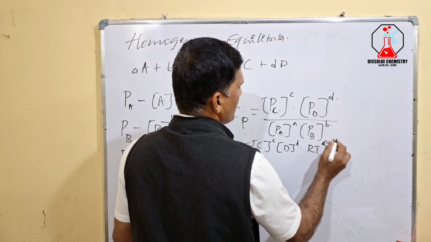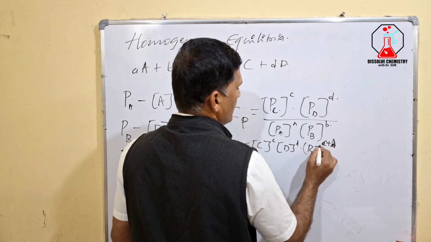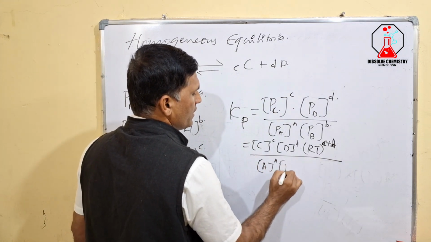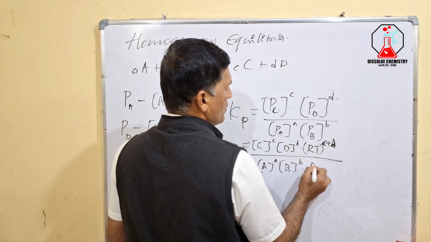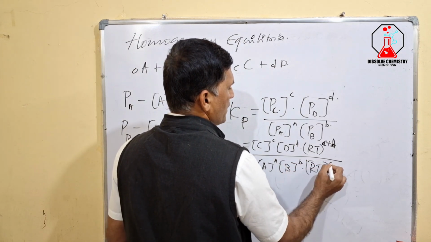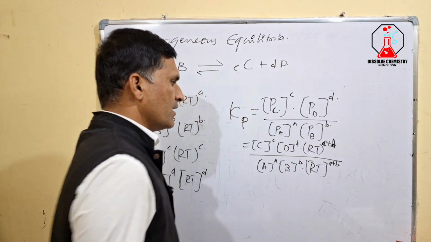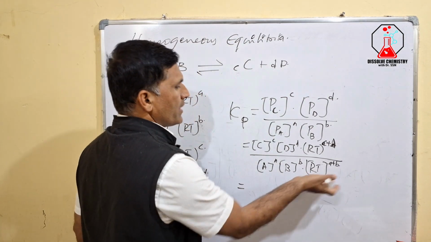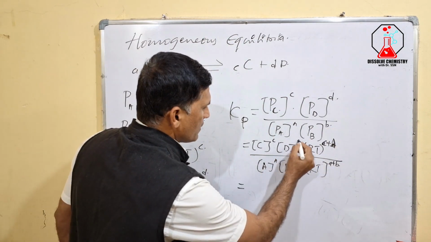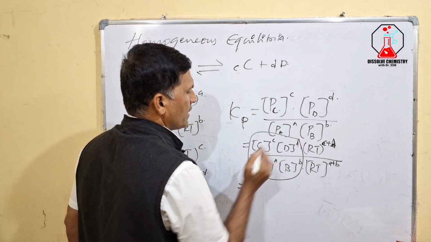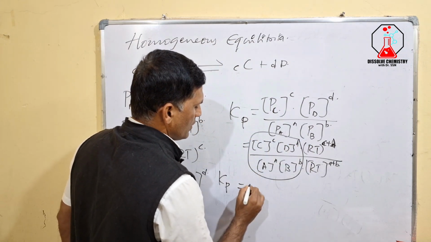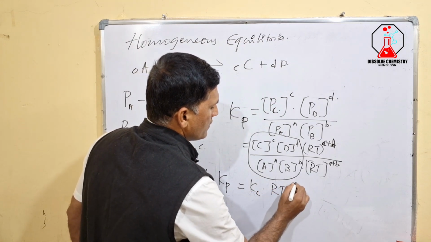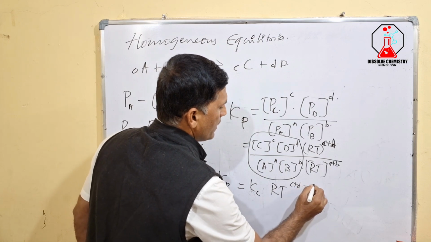Directly I am writing here C plus D divided by A raised to the power A into B raised to the power B into RT raised to the power A plus B. Powers I am adding, okay, same terms are there, therefore we can add the powers. So therefore, if you take it to the top, you will have this term, which corresponds to your Kc. So therefore, Kp is equal to Kc into RT raised to the power C plus D minus A plus B.